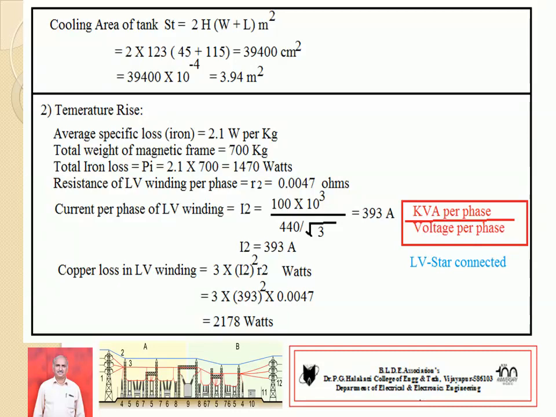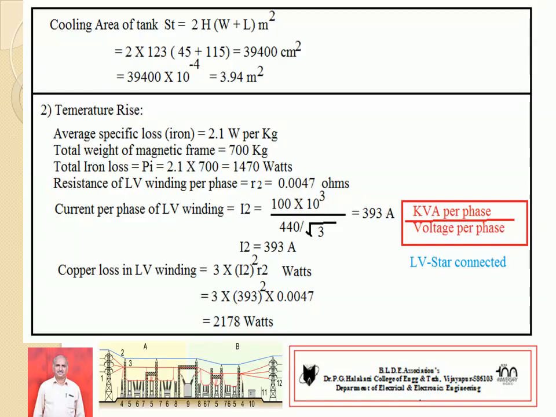Then resistance of LV winding per phase R2 is given. So you calculate current per phase of LV winding. It should be equal to kVA per phase divided by voltage per phase. 300 kVA divided by 3 gives 100 kVA per phase, and 440 divided by root 3, because LV winding is star connected. 440 line voltage divided by root 3. So I am going to get LV winding current as 393 amperes.